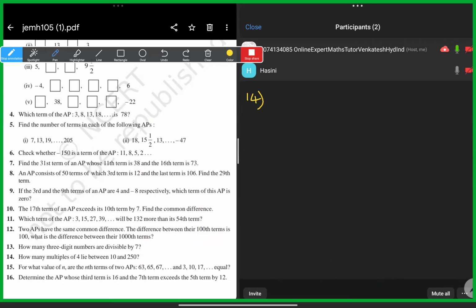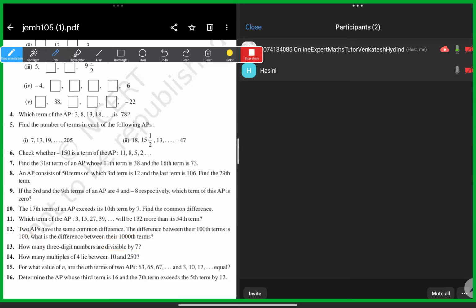How many multiples of 4 lie between 10 and 250, Hasni? This is indirectly the same. Divisible by 7 meaning, whatever numbers we wrote in the 13th question, they are multiples of 7, no? Yes, sir. So in the next question, they just changed the way of asking. Instead of divisible by 7, they said multiples of 4. Means these numbers are divisible by 4, Hasni.